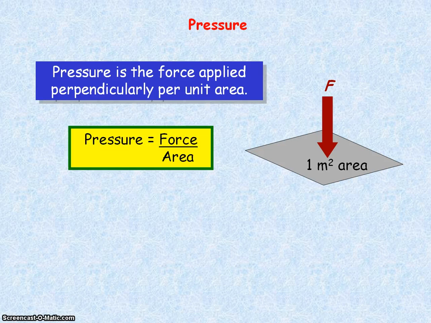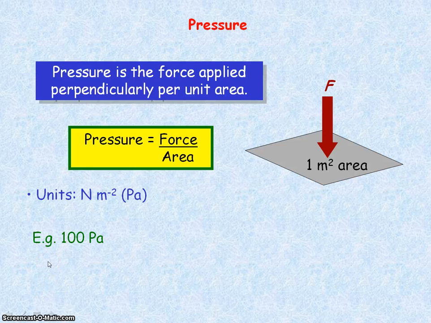So the equation that defines pressure is force divided by area, and the units of pressure is given by the units of force, which is newtons, divided by the units of area, which is metres squared. So the units of pressure is Newton per metre squared, which is also equal to a Pascal.